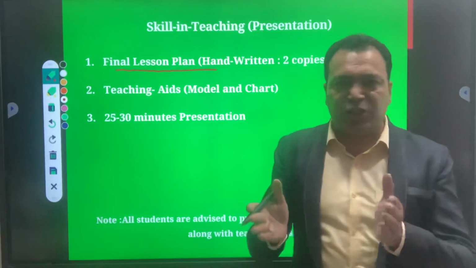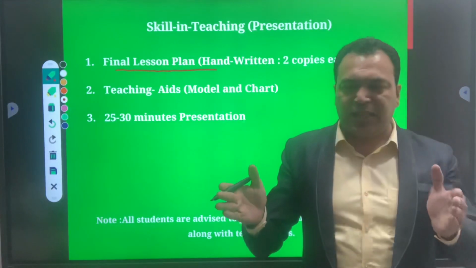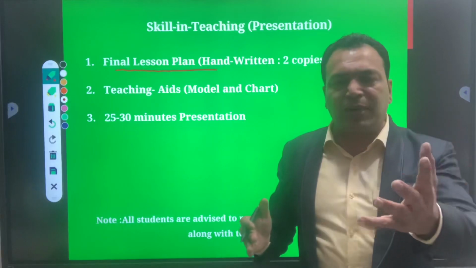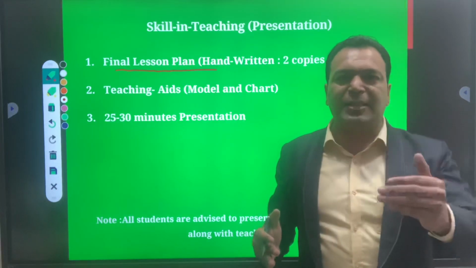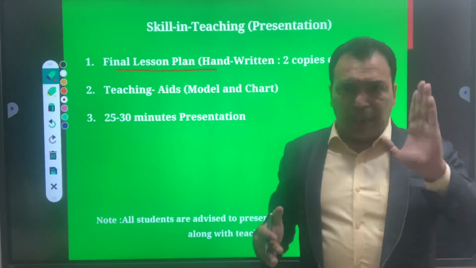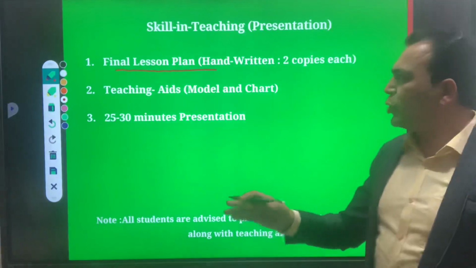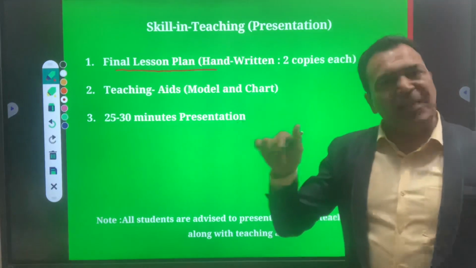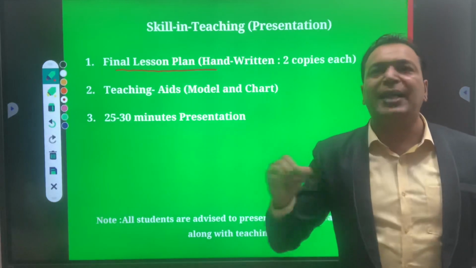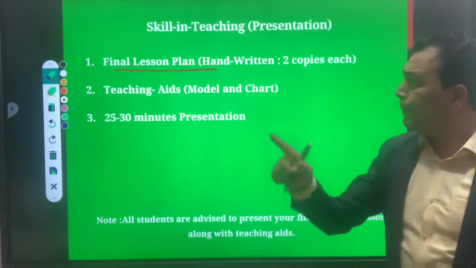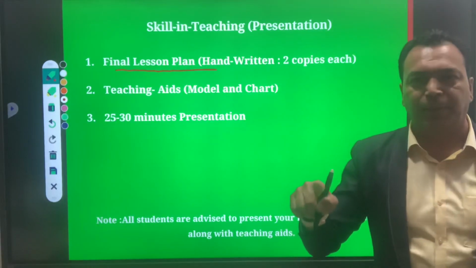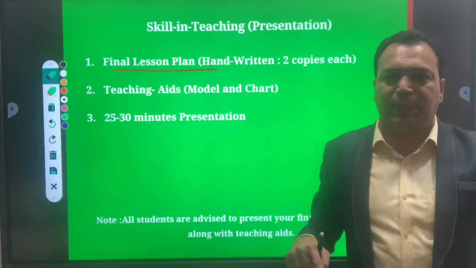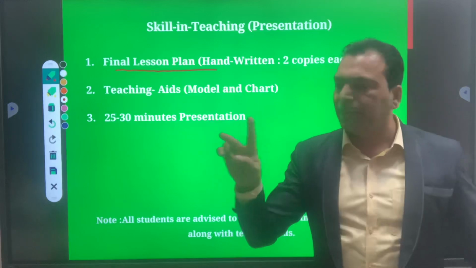For example, you have the teaching combination. One is SST and one is English, right? One final lesson plan of SST you have to present over there, and second day you have to present the second teaching subject over there. But along with these lessons, you should have handwritten copies of 2. Means whatever the lessons you are performing, you have to write also, right guys? And there should be 2 copies. It should be handwritten. One is checked by the internal examiner, one is checked by the external examiner, right guys? So 2 copies you should have.